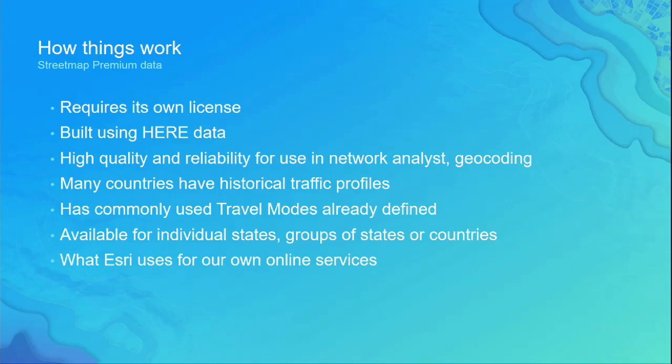These data sets already have commonly used travel modes defined: driving a car, driving a truck, rural driving a car, rural driving a truck, walking, and something else that I'm forgetting. If you want to know what travel modes are there, it's what we use in our own online services. We actually use HERE StreetMap Premium data, so we use our own data product in our own online services. The default travel modes that you see in ArcGIS.com are actually the travel modes that are built into the data. And you can purchase it for individual states, for groups of states, for countries, or actually for entire regions. So if you want to, you could purchase all of North America.